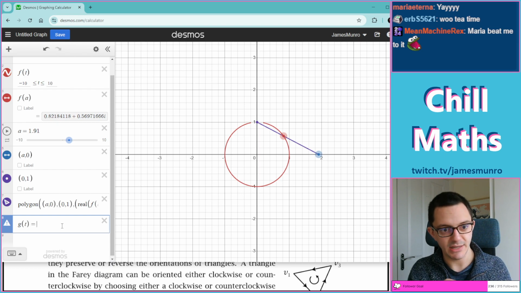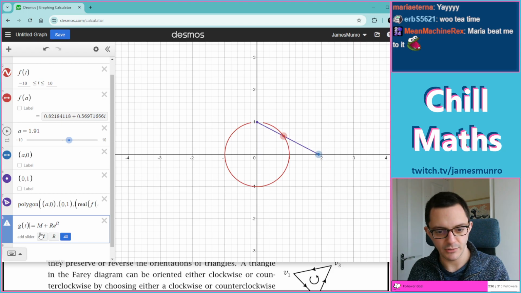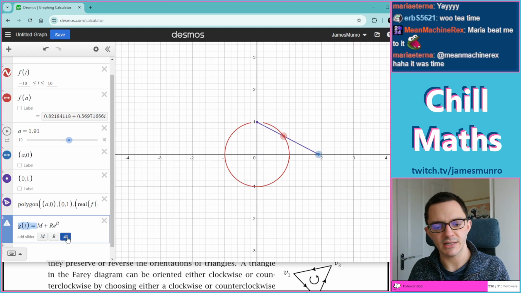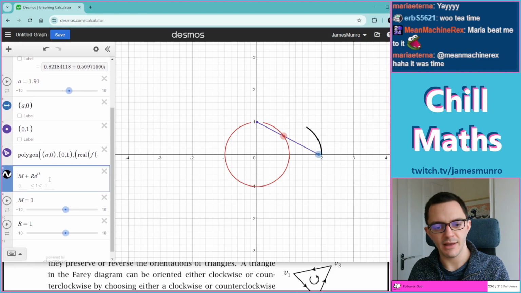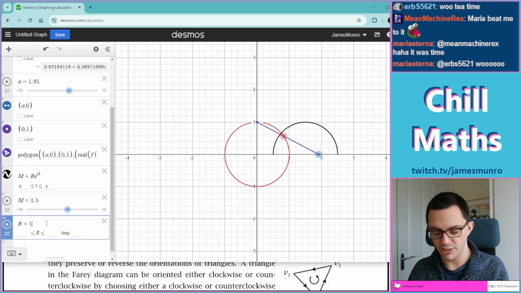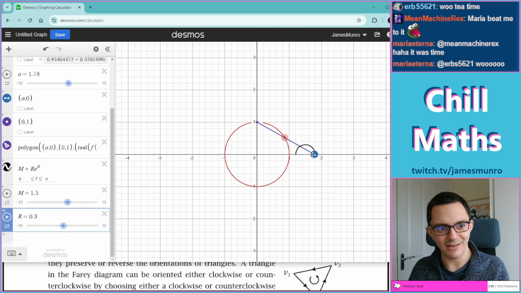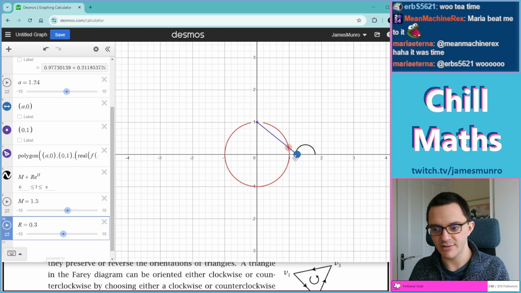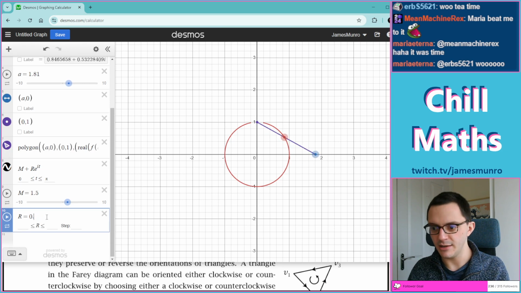So g of t needs to be, I need a midpoint, and I need a kind of exponential thing. So I need a radius, and I need to add these two numbers, and then I want t to go from 0 to pi, so then I can change where I put my semicircle, and I can change its radius. That looks like a good one. So this point at the end of the semicircle goes there, this point at the end of the semicircle goes there. Make it slightly larger, I think, and shift it slightly to the right.